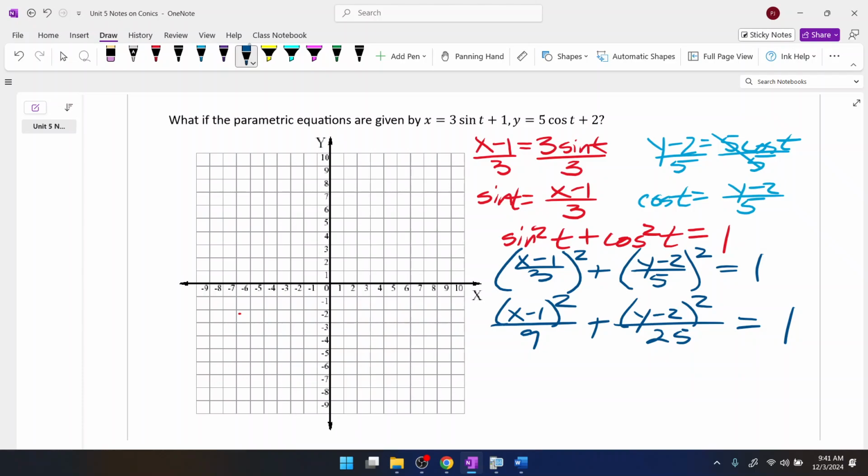And we plot this, so it's going to be centered at 1, 2. Buckle my shoe. And we're going to go 3 units horizontally and 5 units vertically. And it'll look something like this. And I think I went too far down. We can fix that. See? And that's what we got. All right.